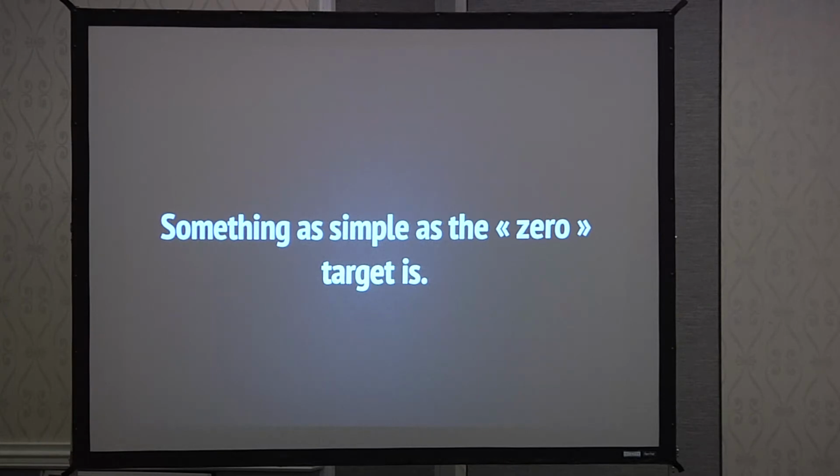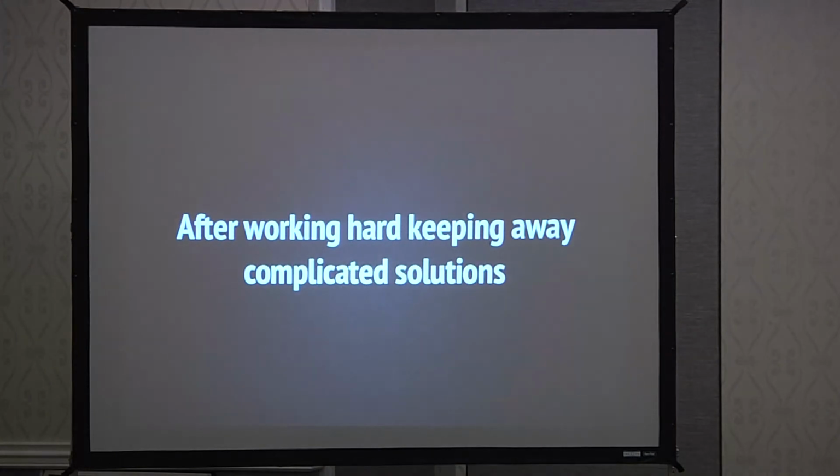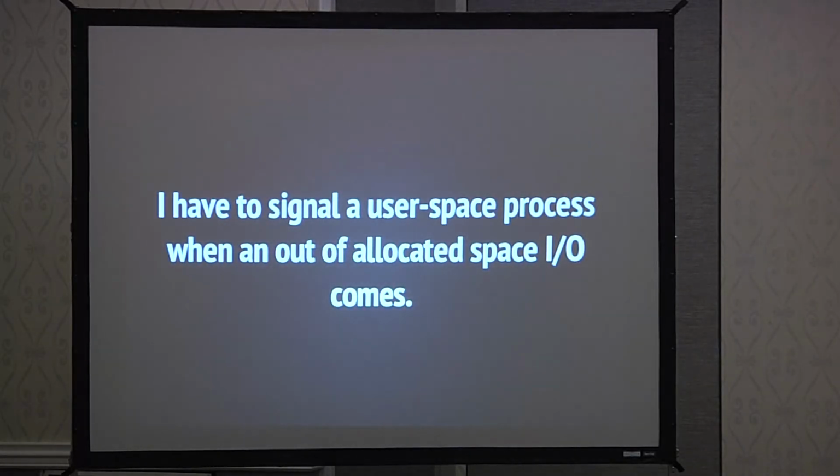We read and we get zeros. If we write, it will drop the write because we can't. It's always zero. After working hard to keep a complicated solution, because we human beings always go for complicated solutions, the solution came to me, and it's very simple. I just have to signal a user space process when an out of allocated space I/O comes. So if a process tries to read out of space, I have to send a signal to a process somewhere in the system, and the process will grow my volume.